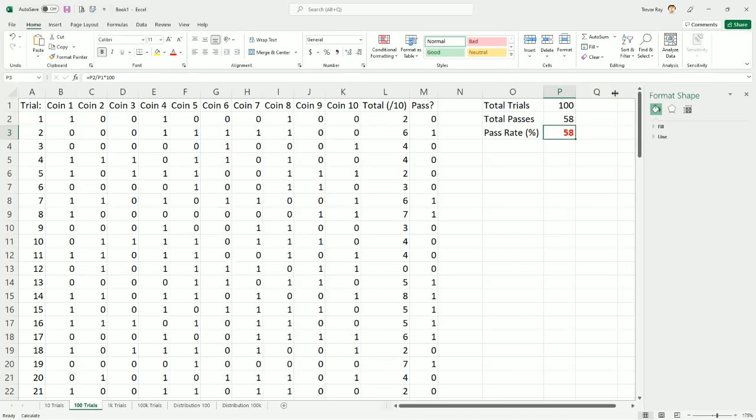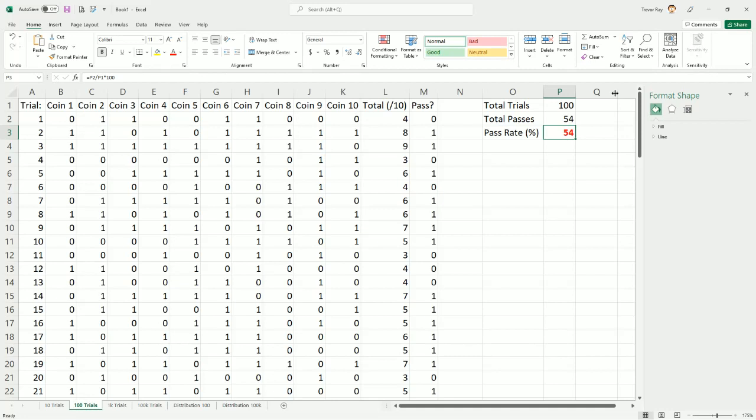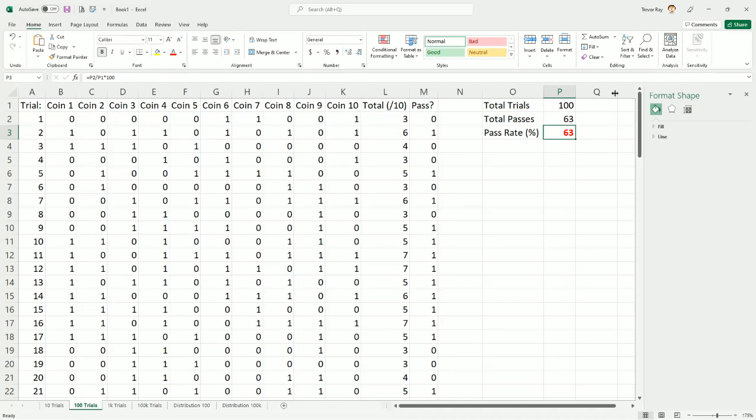And if I do it again, I get 66% of them passed. I'll do this just a couple more times so you can see it's generating random numbers. 54% passed, and the last one, 63% passed.